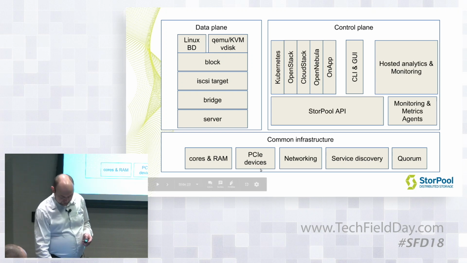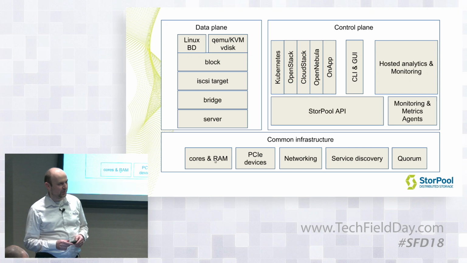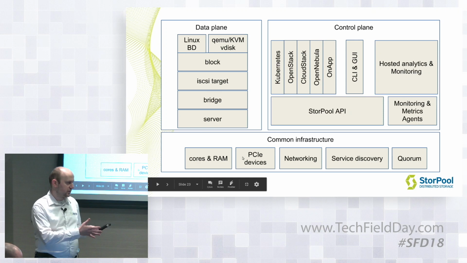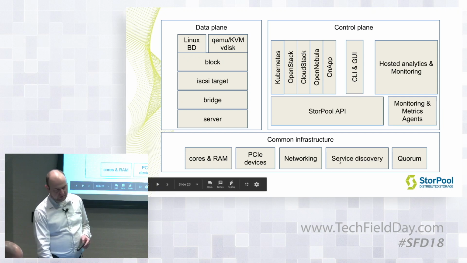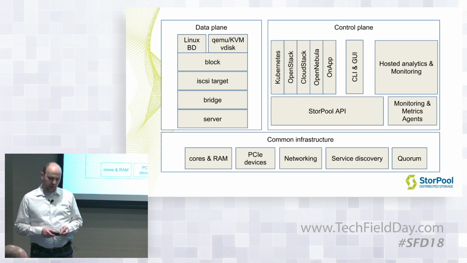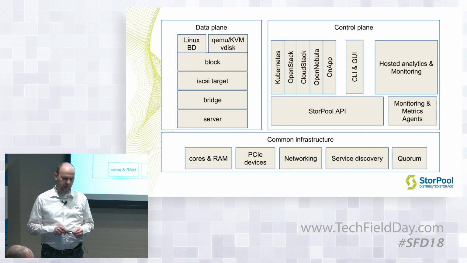There is some common infrastructure underneath: CPU cores and memory, and I'll explain why in a second. PCIe devices and other disks like hard drives and SATA SSDs, and the associated management of these with SMART and all that. Networking and service discovery, so you don't need to configure things like IP addresses. You just plug them together and it just works. And there is a cluster management and quorum mechanism as part of the solution. All of this, everything you see on the slide, is something we developed.